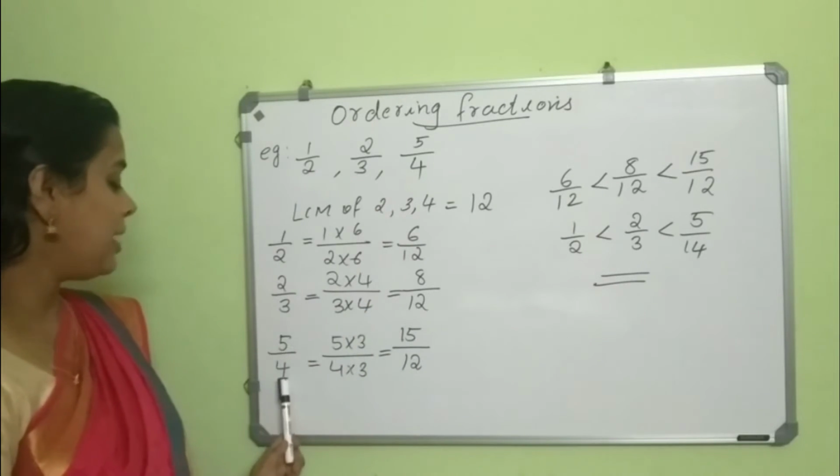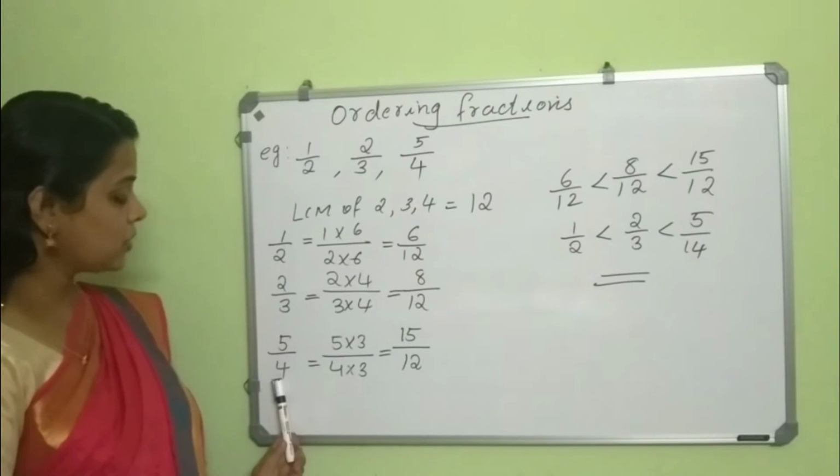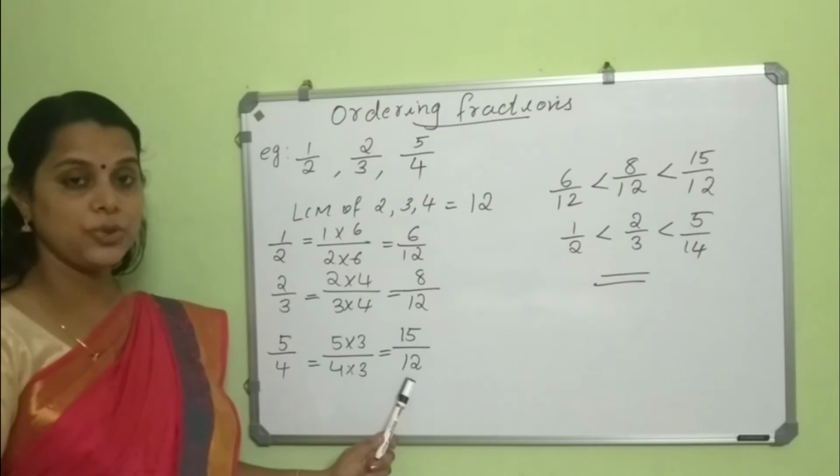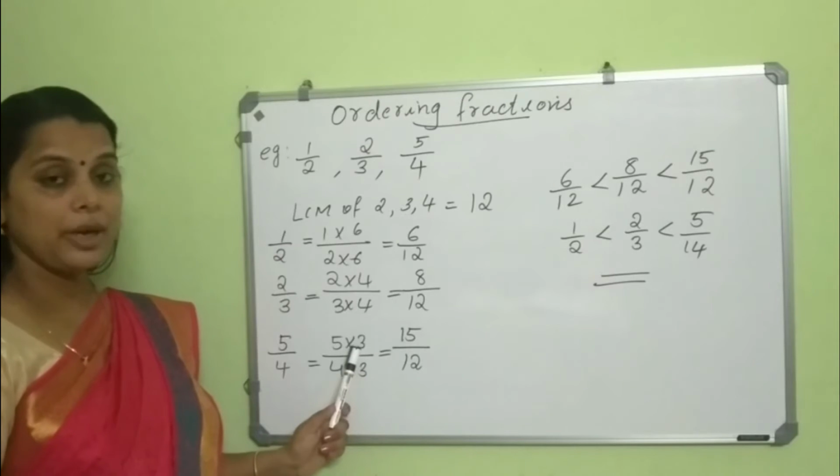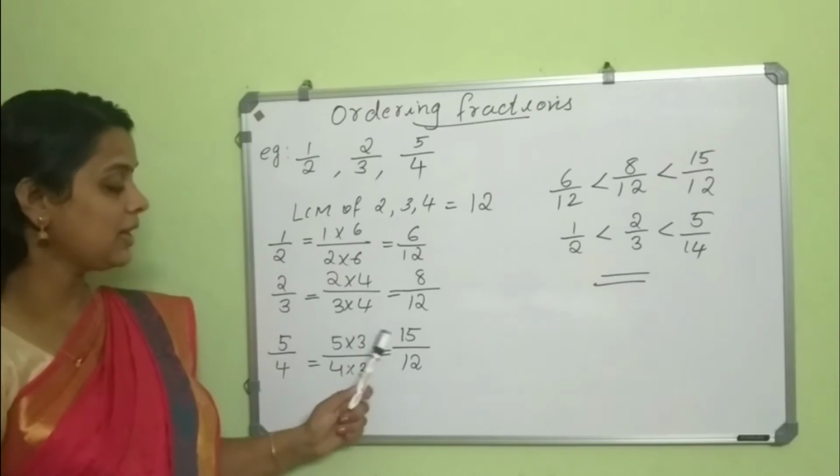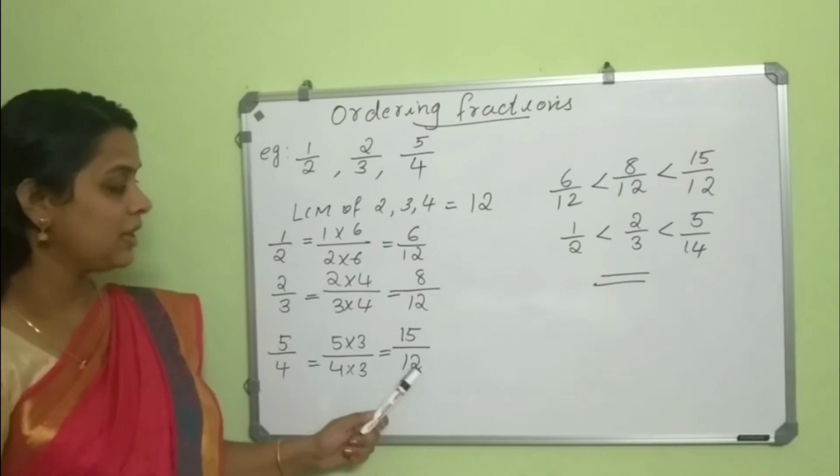Next is 5 by 4. So same here, 4 into 3 we will get 12. The same 3 we need to multiply it by 5. 5 into 3, that is 15 by 12.